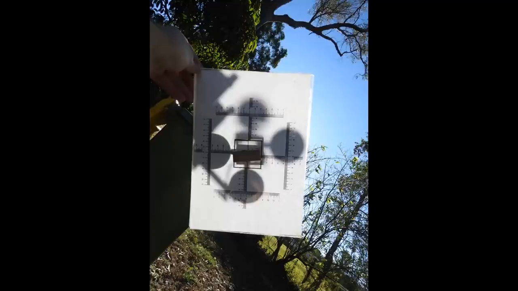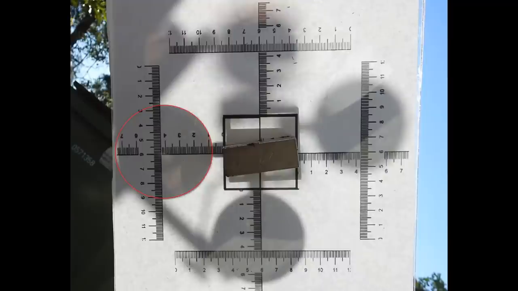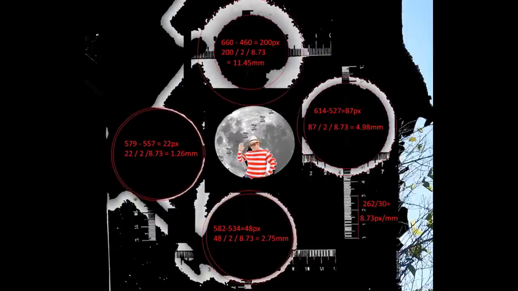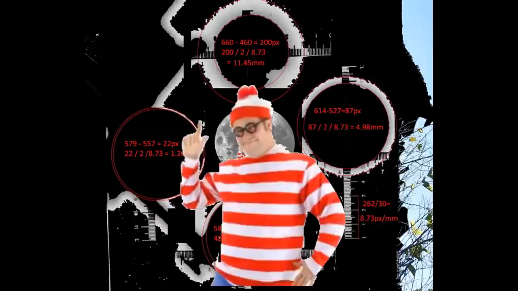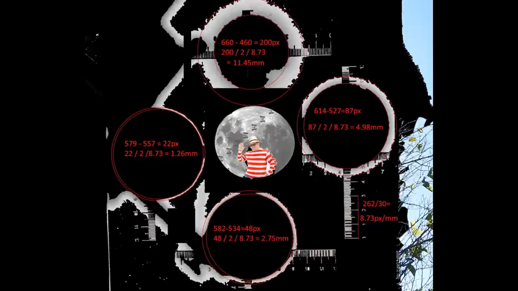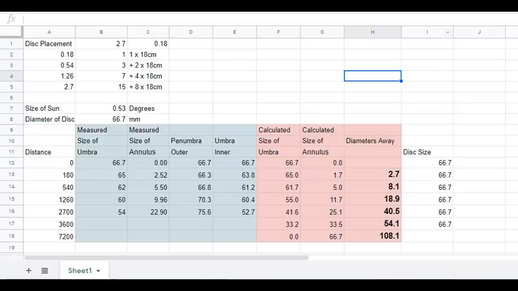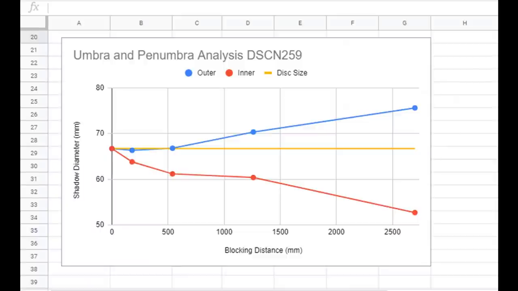So looking at DSCN 5259, I rotated the image a little bit to square it up, and then I cropped off some of the rubbish, and then I did a flood fill of the white paper. Then I filled all the umbras as well, and I recorded the pixel diameters for both the inner and the outer annulus. Then I subtracted them to get the annulus size in pixels. So once I had the inner and the outer diameters, I popped these into a spreadsheet, converted them to millimeters, and plotted that on a graph.